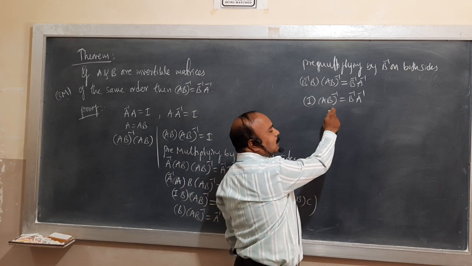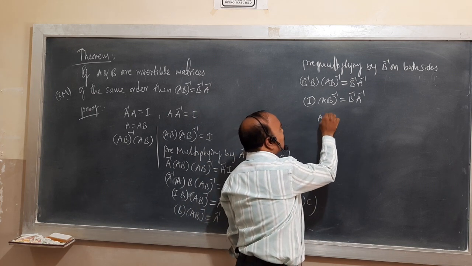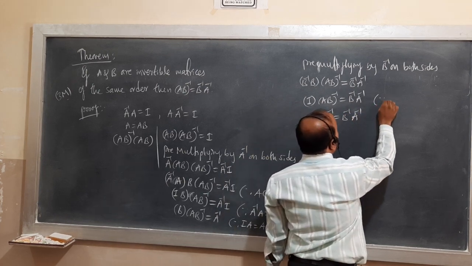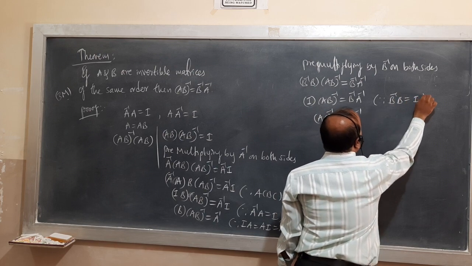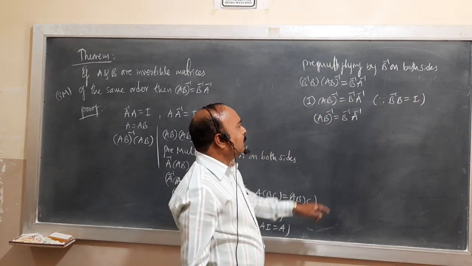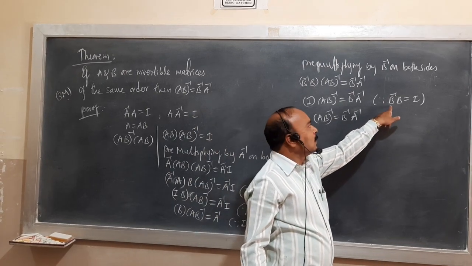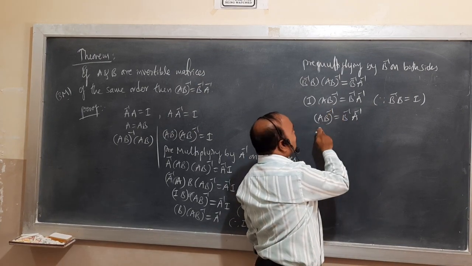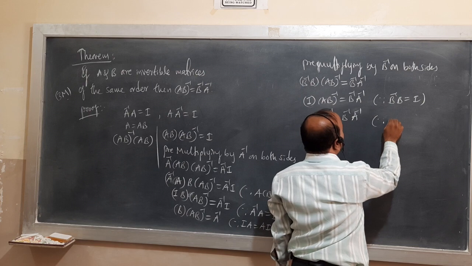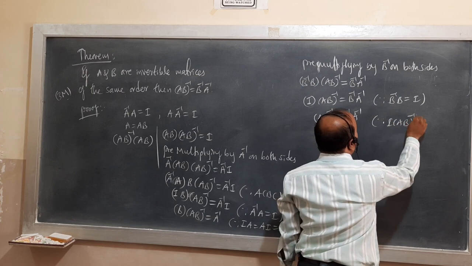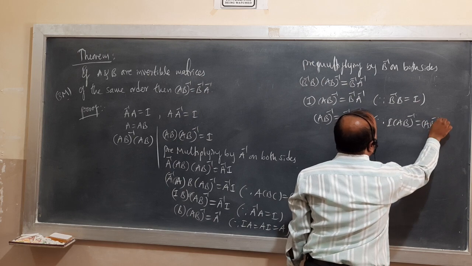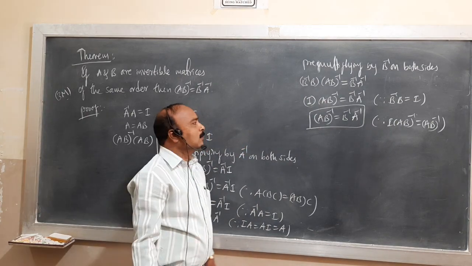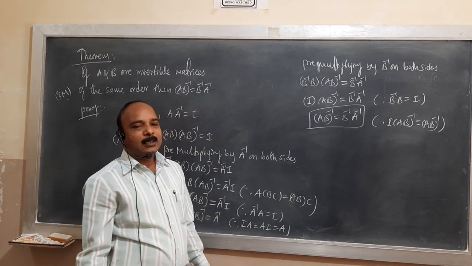Now the identity matrix into any matrix is the same matrix, that is (AB) whole inverse equal to B inverse into A inverse. Here the result is B inverse into B equal to I. Again it is the property of invertible matrices, that is B inverse into B equal to I. Here I into (AB) inverse is (AB) inverse. Here also the same property, I into (AB) whole inverse equal to (AB) inverse. Now we get (AB) whole inverse equal to B inverse into A inverse, which is the proof of the theorem.